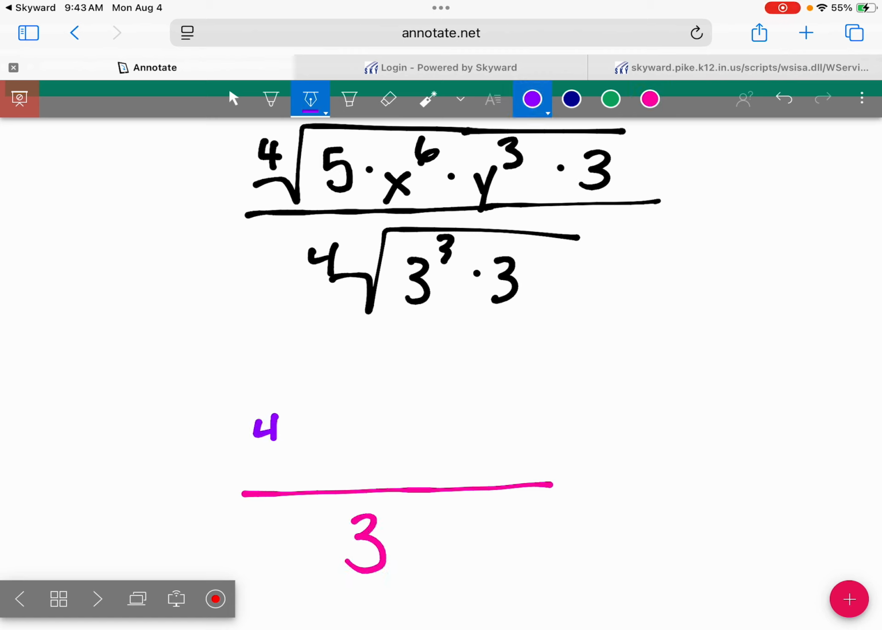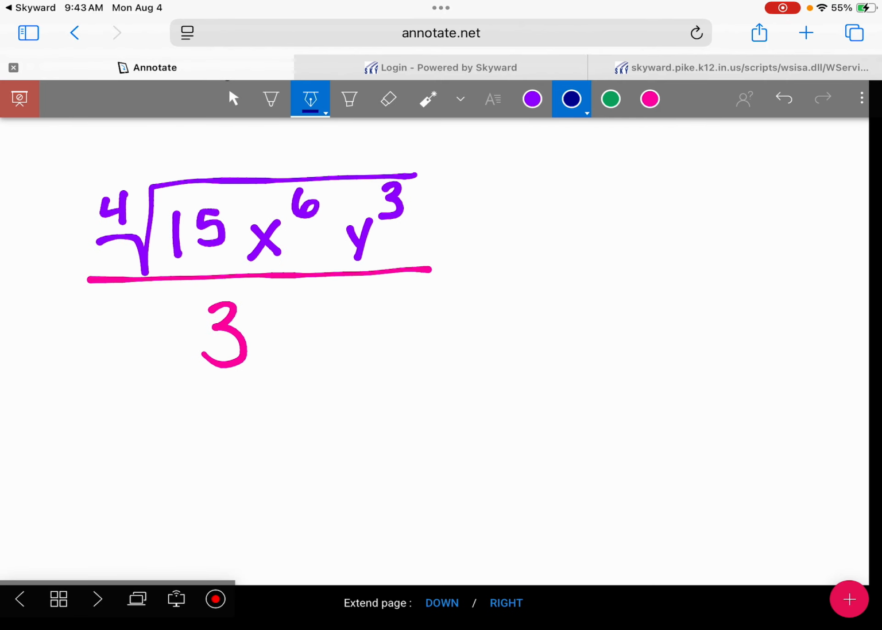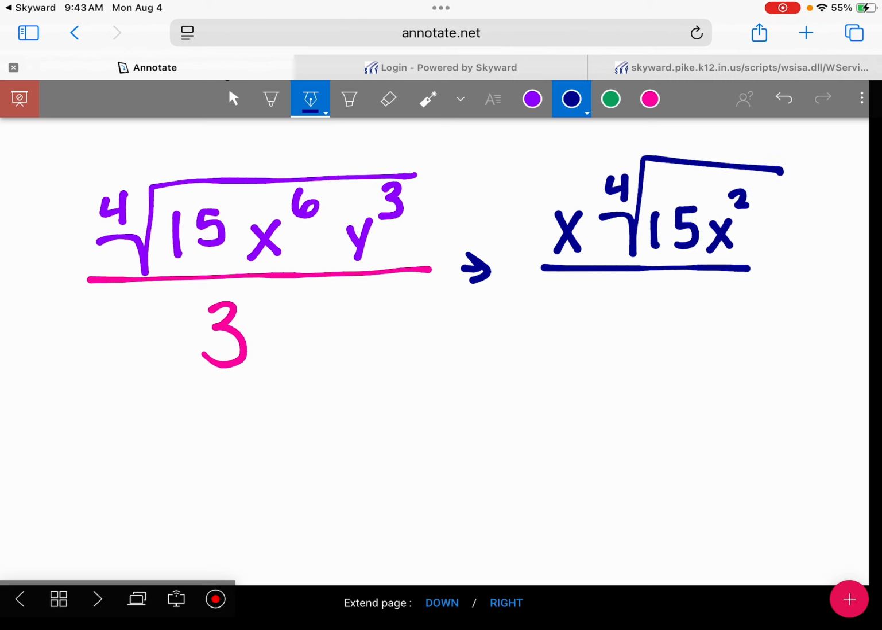And then we've got our fourth root. Simplifying our numerator here, 5 times 3 gives us 15, x to the 6th, y to the 3rd. And there's one last thing we can simplify. Does anybody see it? The x. I can take the fourth root of x to the 6th. If I take out a piece here, because I can take one set of x's out, how many x's are we going to have left inside our radical? 2. So we're going to have our 15 x squared y cubed over 3.